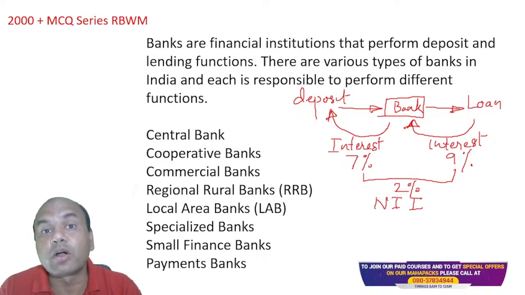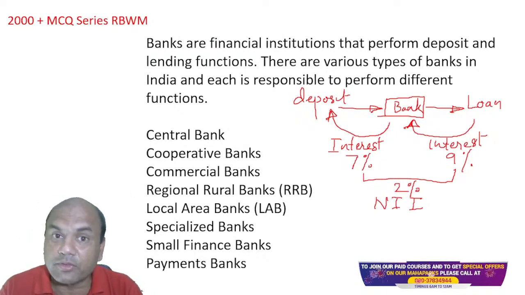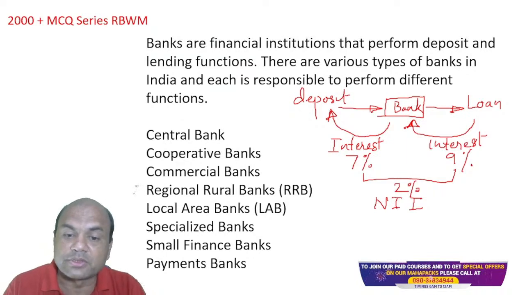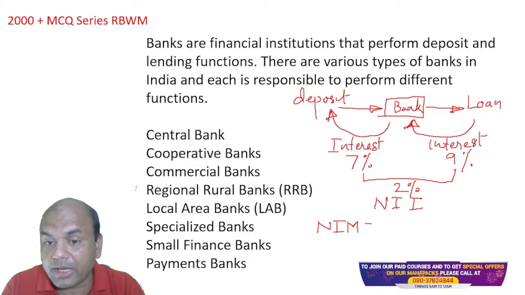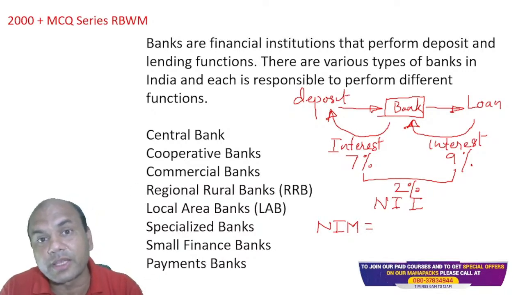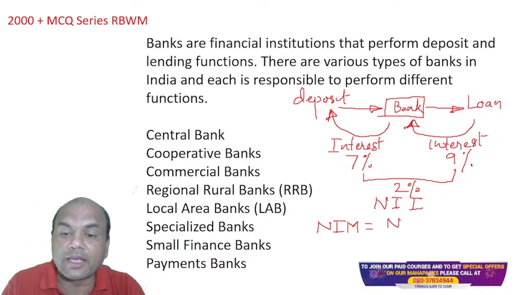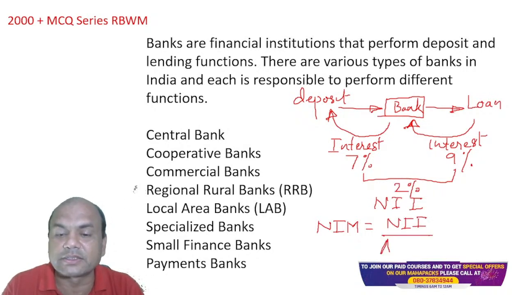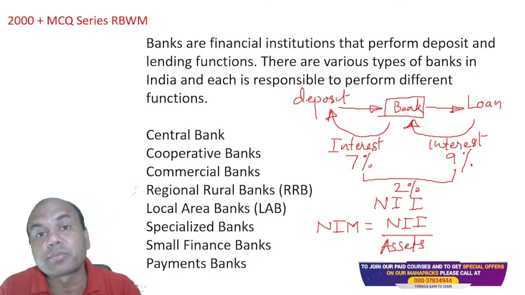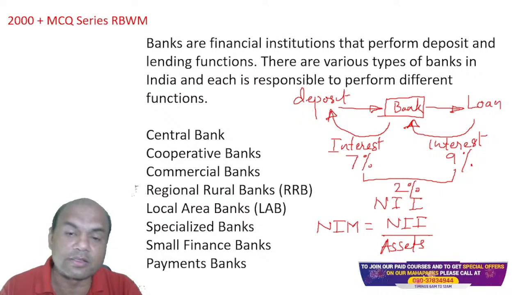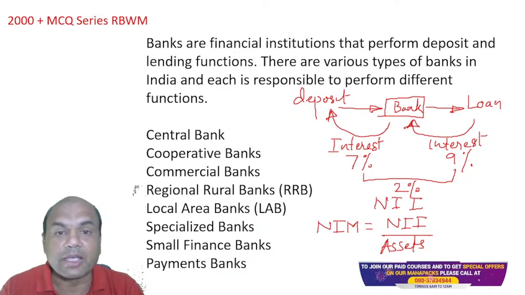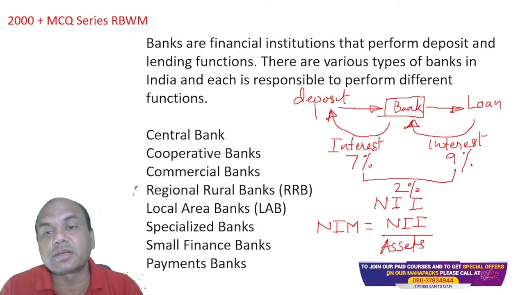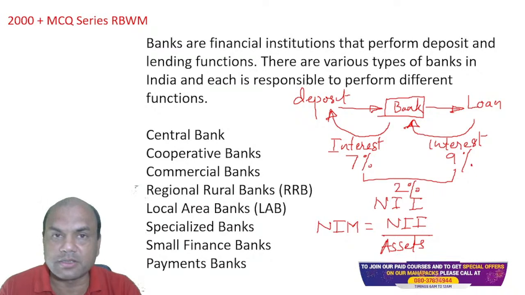Remember, it's not NIM. NIM is different. NIM is net interest margin. Remember these two by heart, you'll get at least one in the exam. NIM is NII upon yielding assets, or you can just write assets. It's actually yielding assets, which means performing assets that are giving you returns. So coming back, banks are financial institutions that perform deposit and lending functions, obviously.